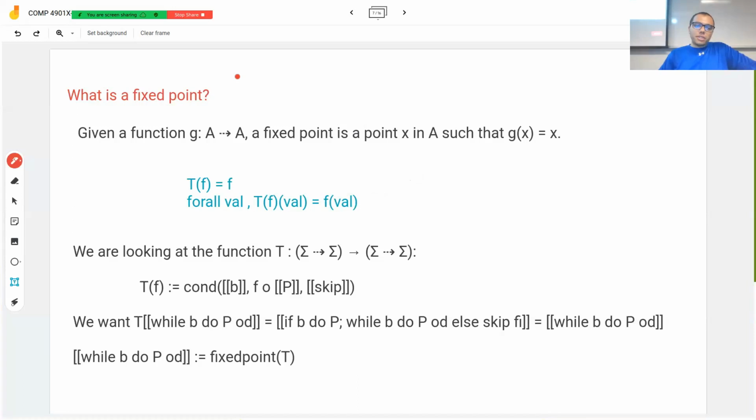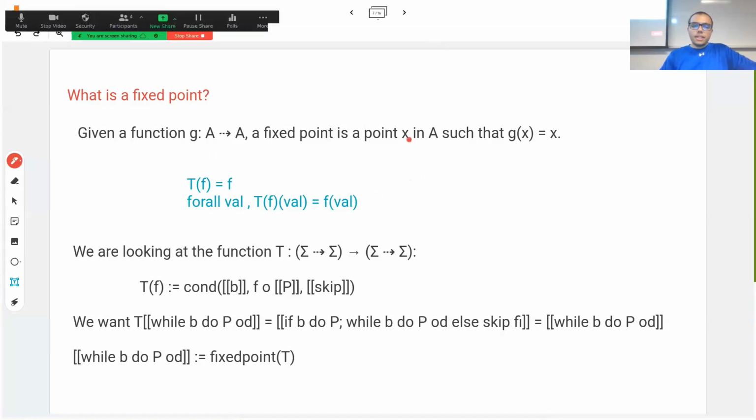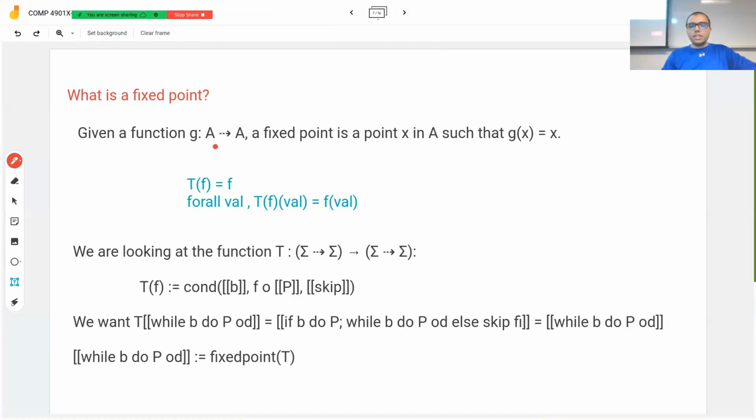So we were defining denotational semantics for our simple programming language, and we got to a part where we actually needed fixed points. So let's just review what the definition of a fixed point is. Let's say that g is a function that maps A to A, and it doesn't have to be a total function, it's a partial function. And then a fixed point is just some point x in A such that g of x is x. So whenever I talk about fixed points, I simply mean that if I apply this function to them, I get the same thing.